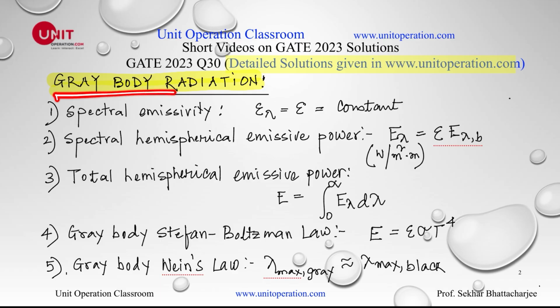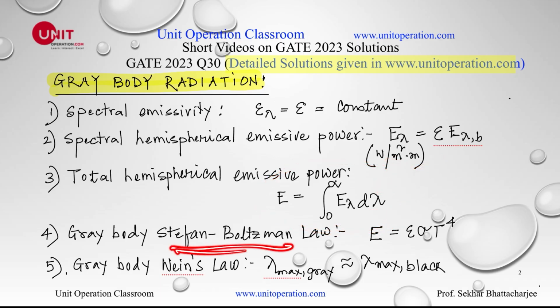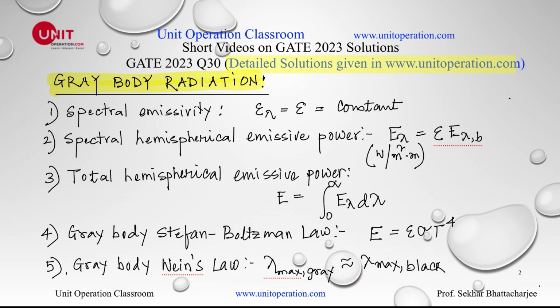For gray-body radiation, we just take the spectral emissivity. We assume that epsilon lambda is approximately constant. The spectral hemispherical emissive power, E lambda, of course, is just multiplied by the emissivity. The total hemispherical emissive power for a gray body remains, by definition, the same. For the gray body Stefan-Boltzmann law, we just multiply by the emissivity. That's just a slight reduction there. And for Wien's law, lambda max for a gray body is almost the same as lambda max for the black body. That's just a thumb rule.